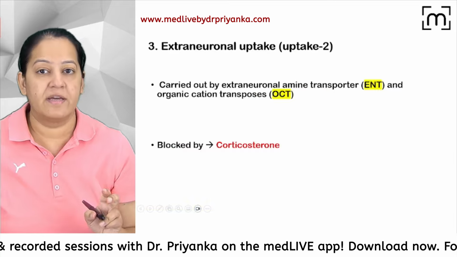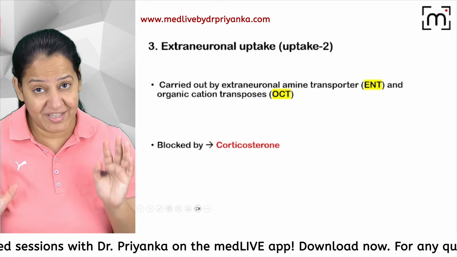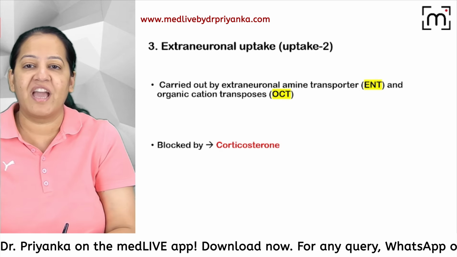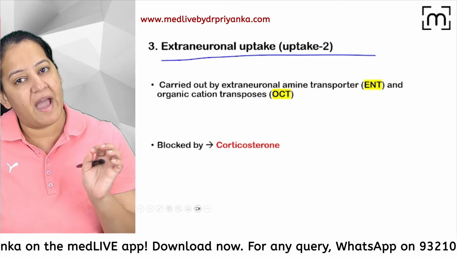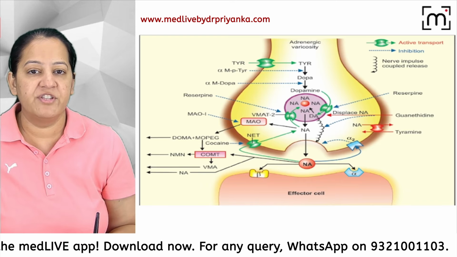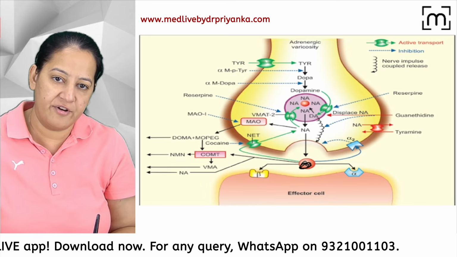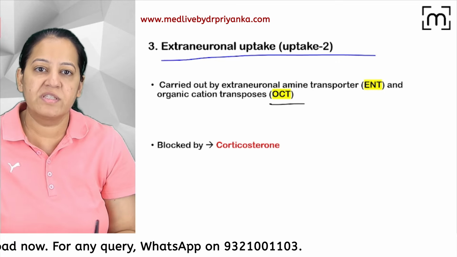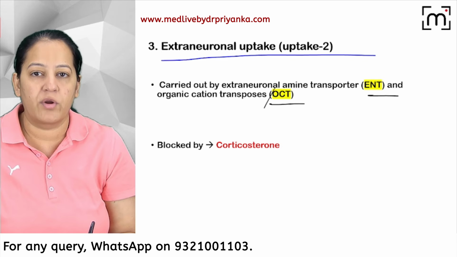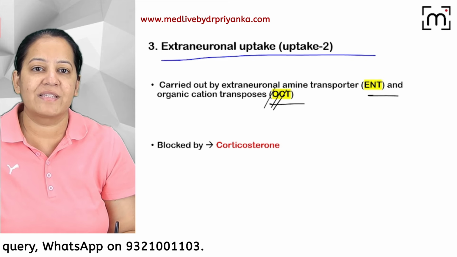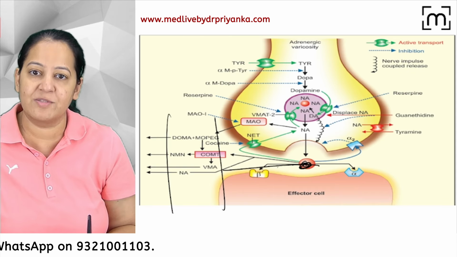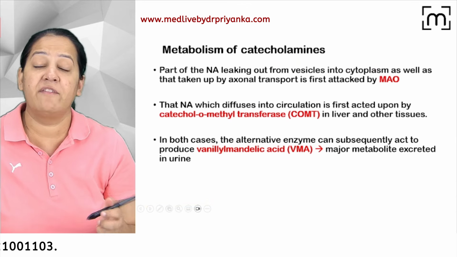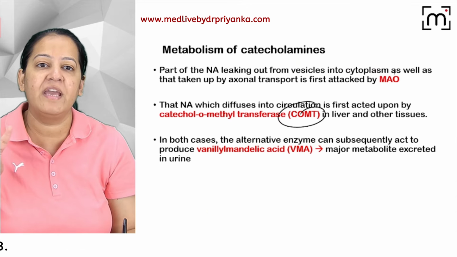Okay, that is the second. And these two are the major pathways via which the action is terminated. But sometimes the action can be terminated by extraneuronal uptake, in which a little bit of noradrenaline can enter in the blood. It can enter in the blood via OCT and ENT transporter, that is organic cationic transporter or extraneuronal transporter. Once it enters in the blood, it will get metabolized by two enzymes, COMT and MAO.